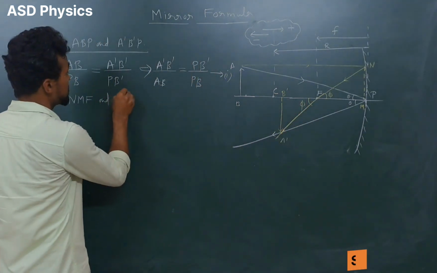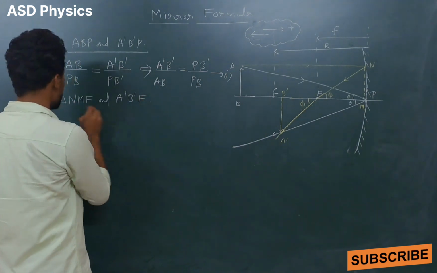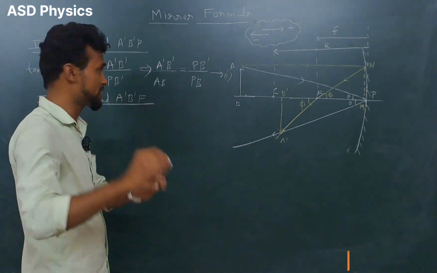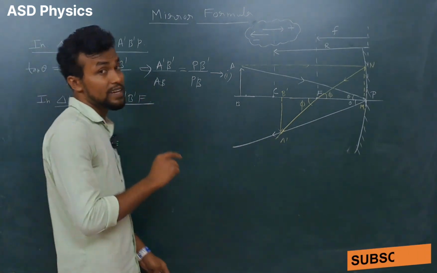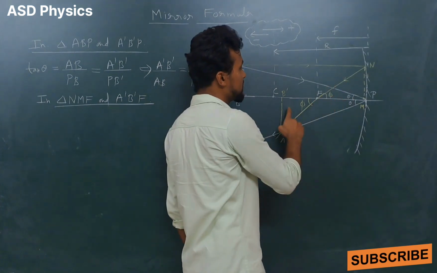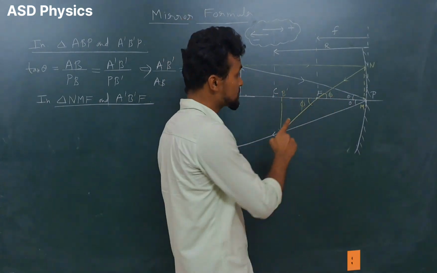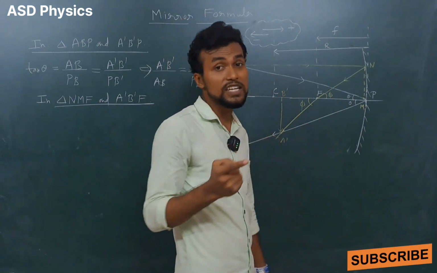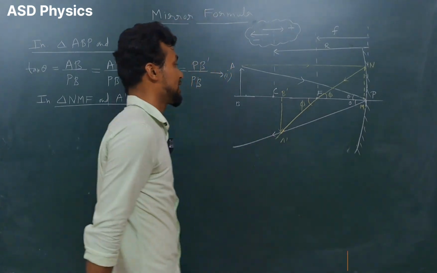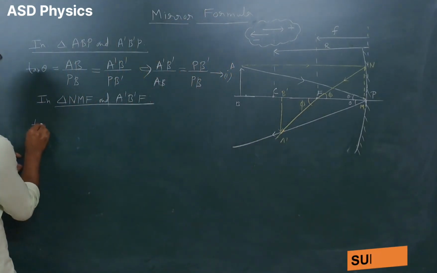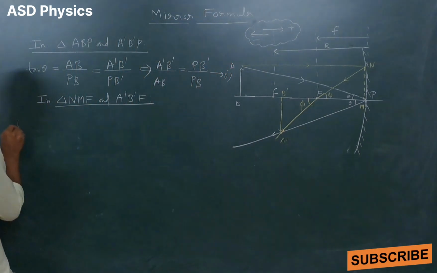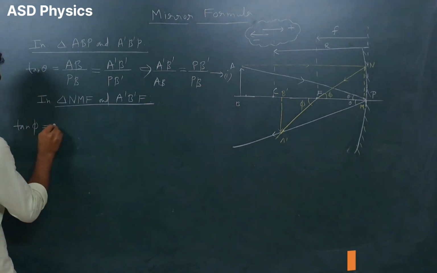See here please, very easy. Once you understand the derivation, you will never forget. So what triangles have I taken here? This triangle and this triangle. This angle is equal to this angle, vertically opposite angle. So I will write tan phi from both the triangles here.